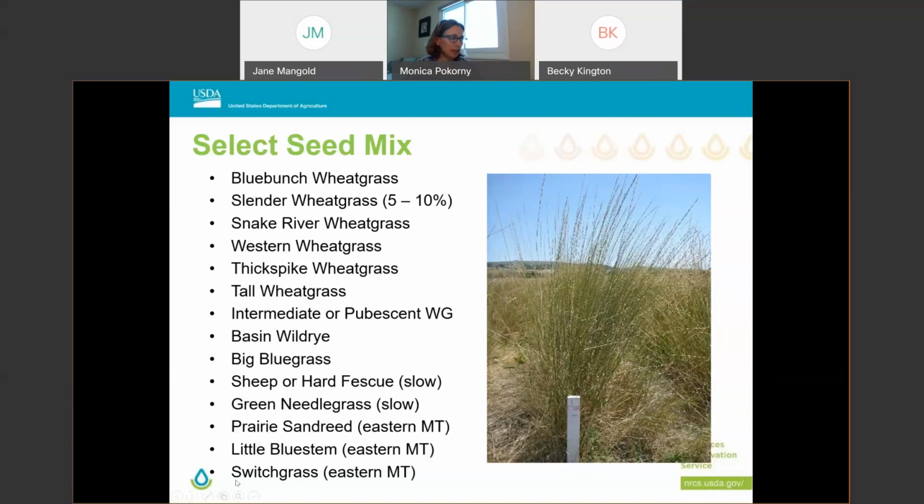And then for Eastern Montana, some of the warm season grasses that we've seen be fairly competitive in weedy situations are prairie sandreed, little bluestem, and switchgrass. And these are warm season grasses that would do well in the eastern part of the state.